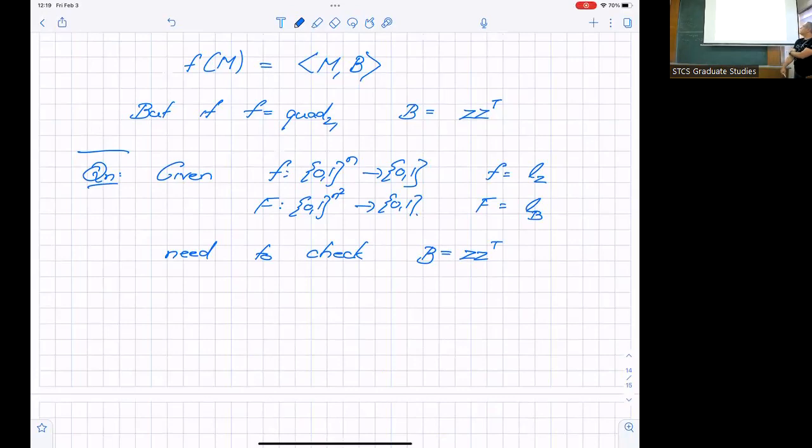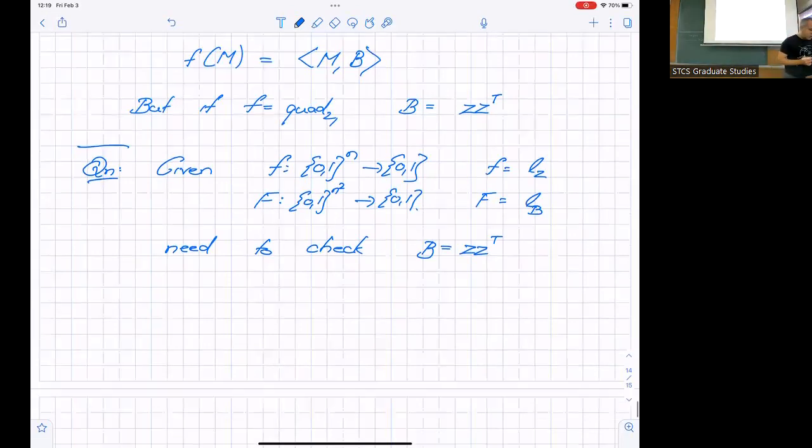We're going to use Freivalds' test over here. That's exactly what we're going to do. I need to check that B is ZZ transpose. I don't get access to B and I don't get access to Z. I only get access to the inner product of B with a random matrix, and the inner product of Z with a random vector.